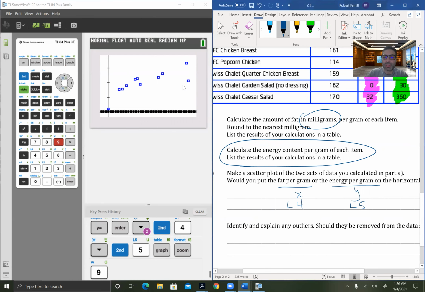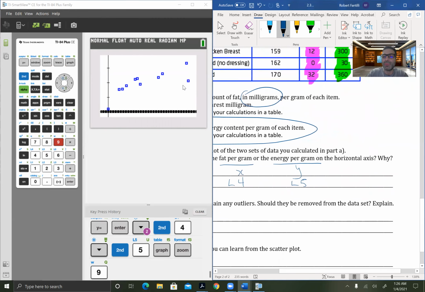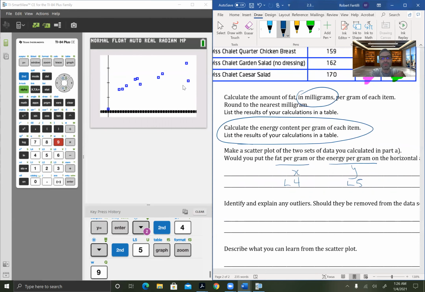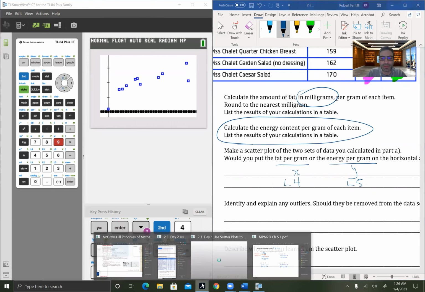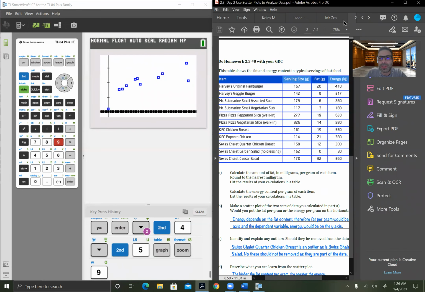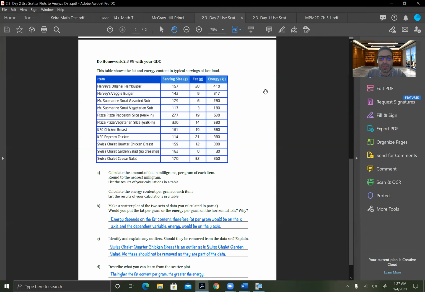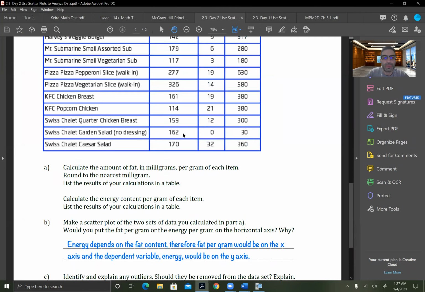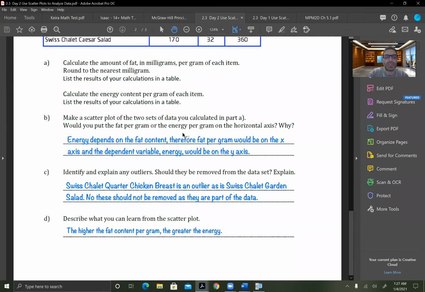So the next question says, identify and explain any outliers. Should they be removed from the data set? Well, not really. I'm going to pull up the answer key for the sake of time here. I have it written for you. 2.3 day 2. Let me just expand that for you. Okay, so energy, remember, energy depends on the fat content. I already explained that to you. But for option C here, Swiss Chalet quarter chicken breast was that first outlier, and a Swiss Chalet garden salad. They shouldn't be removed. Why? Because they're part of the data. We want to explain it. So you're getting low energy with a high fat content, I think, on one of them.